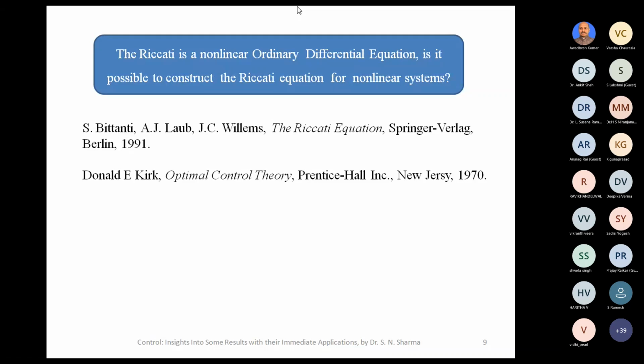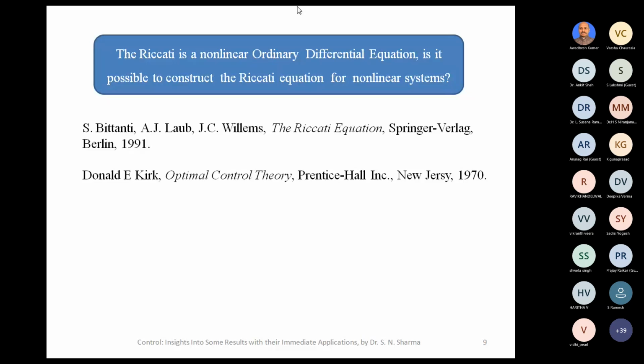So differential equations have many versions: partial differential equations, stochastic differential equations, or nonlinear ordinary differential equations. The system is linear time invariant or linear time varying. The Riccati equation is a nonlinear ordinary differential equation, and HJB is a first order nonlinear partial differential equation. So differential equations have different versions.